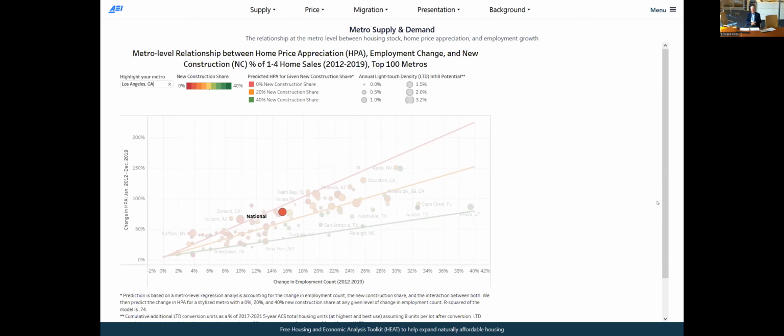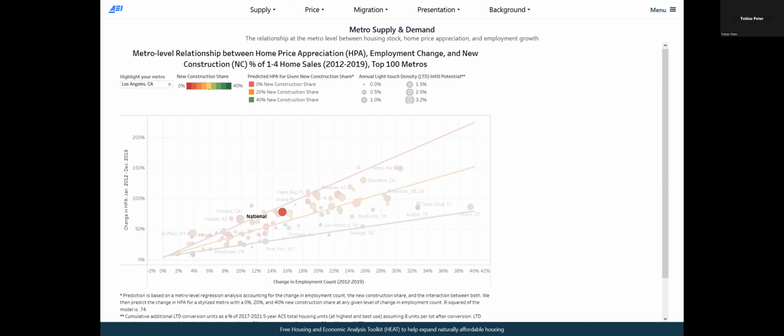And so Tobias, you want to go through this? Sure. So this is a tool where we look at the relationship between home price appreciation, employment change, and new construction activity. And what we're trying to get across here is the point that for any level of employment change that you have in a metropolitan area, if you build more housing, you have a higher new construction share of sales, you're going to end up with lower home price appreciation than your peers.